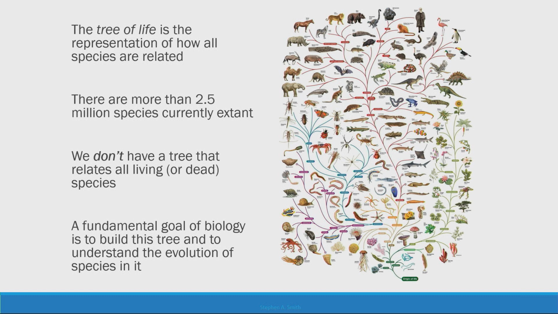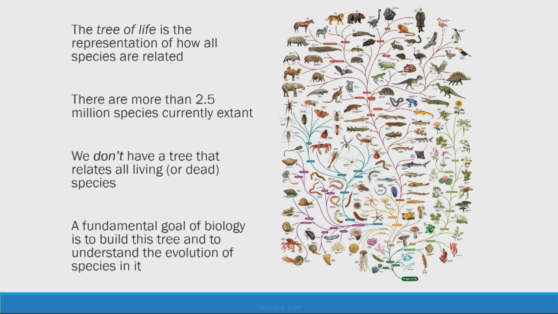So this is trying to get at the tree of life that represents how all species are related, and we're talking about 2.5 million species, and we don't, as a biological sciences, have one of these yet. We don't have a complete tree. So a fundamental goal of biological sciences is to build that tree.